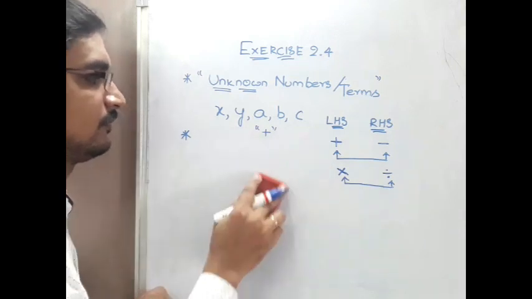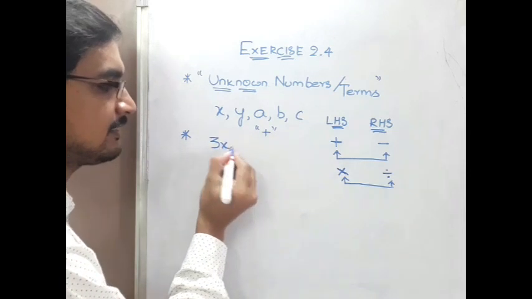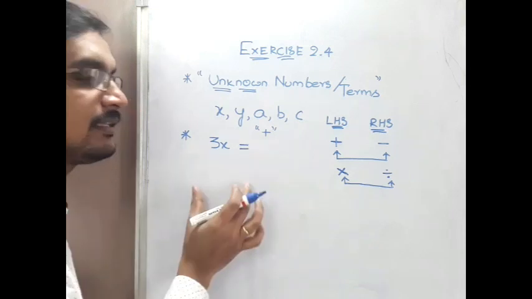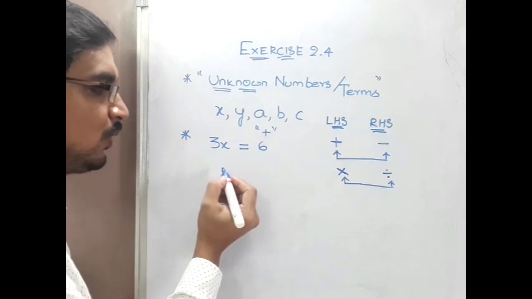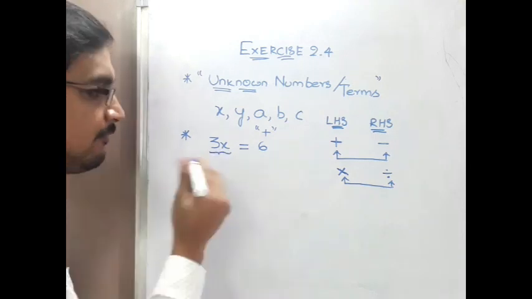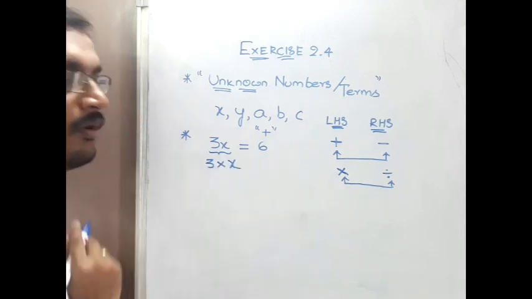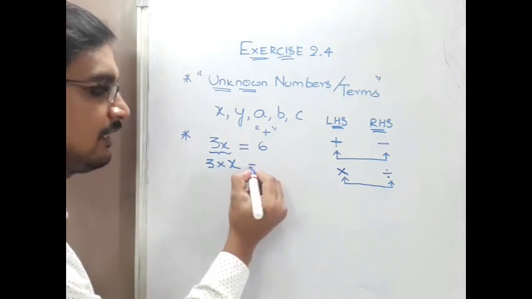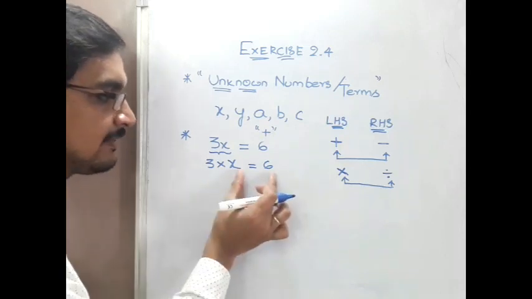For example, 3x is equal to 6. This is the case where most of the people made mistakes, so that is the reason I am repeating this. What exactly this 3x means is 3 into x. First you have to understand this. 3x means 3 into x is equal to 6.